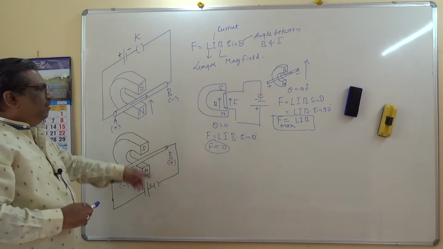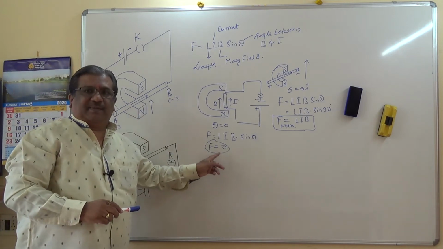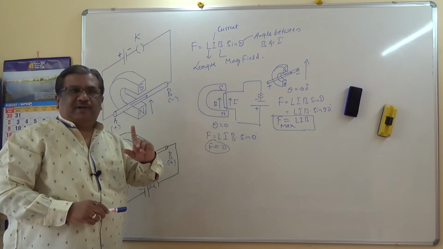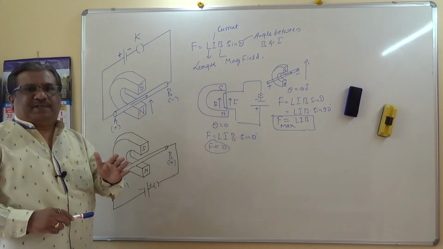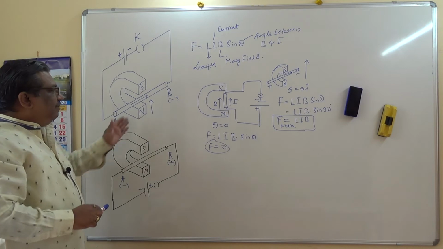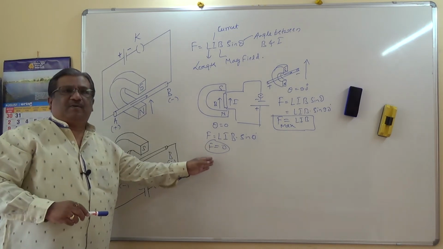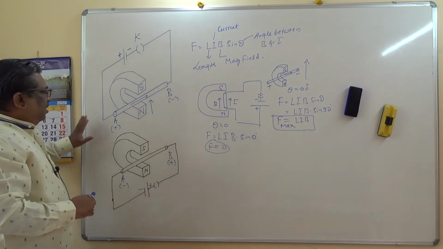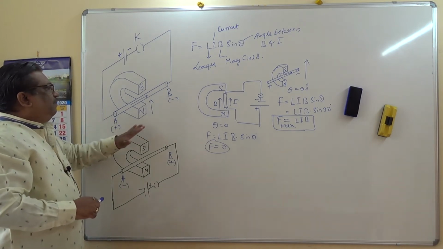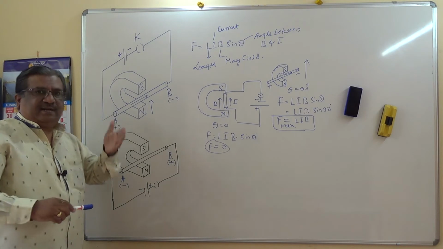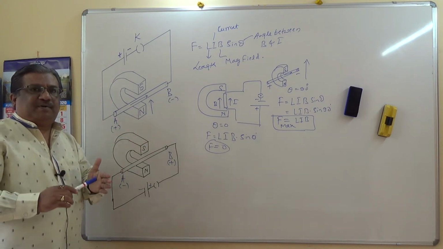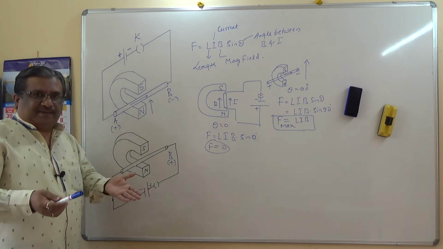If theta is 0, then force is 0. Please remember that, because I may use this principle in the functioning of the DC motor, the working principle of the DC motor. There I may discuss this F equal to 0 in one particular arm of the armature coil. Now you have understood that a current carrying conductor, when placed in a magnetic field, experiences a force and thereby displacement.